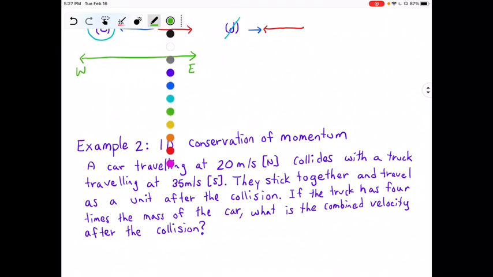The law of conservation of momentum says that the total momentum before, and by before, I mean before some event. It could be a collision or an explosion or some interaction between more than one object. The total momentum before is equal to the total momentum after.